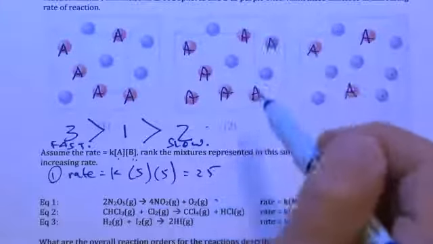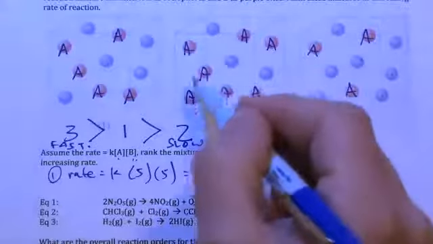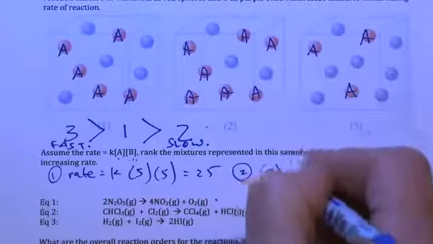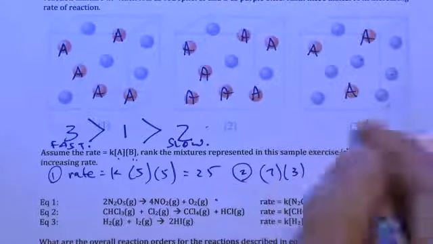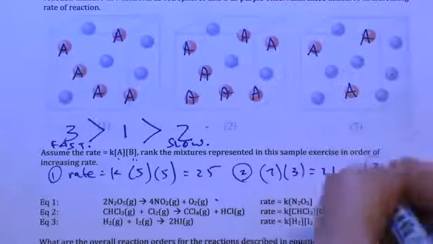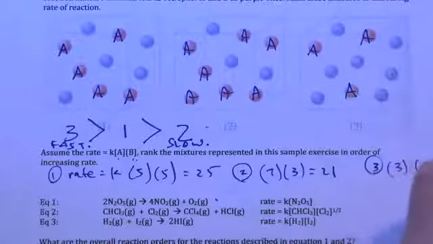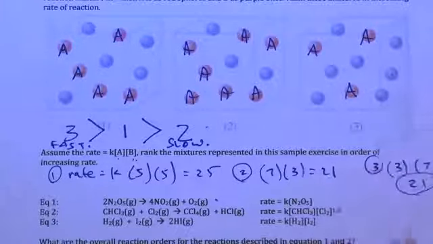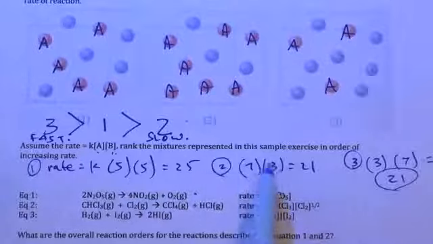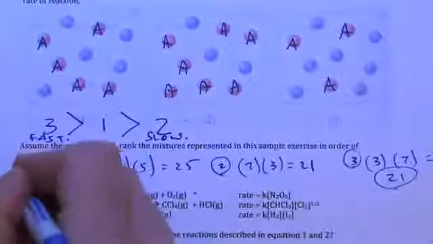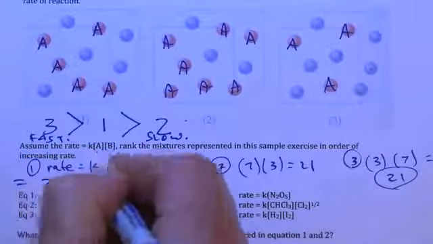And then in box number 2, we'd have 7 times 3, 7 times 3 is 21. And then in box number 3, we'd have 3 times 7. Once again, 3 of the A's times 7, so that'd be 21 as well. So you can see that number 2 and number 3 would have the same rate, and box number 1 would be the largest. So if we went from increasing reaction rate, we'd have to say 3, which is equal to 2, which is less than 1.